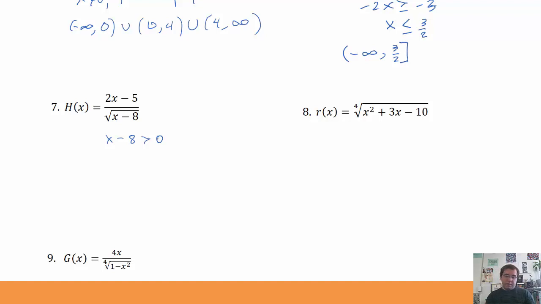All right, so x minus 8 is greater than 0. That means x is greater than 8. That's my domain. In interval notation, that means I start at 8, but I don't include it, because it's just greater than 8, and I go to infinity.